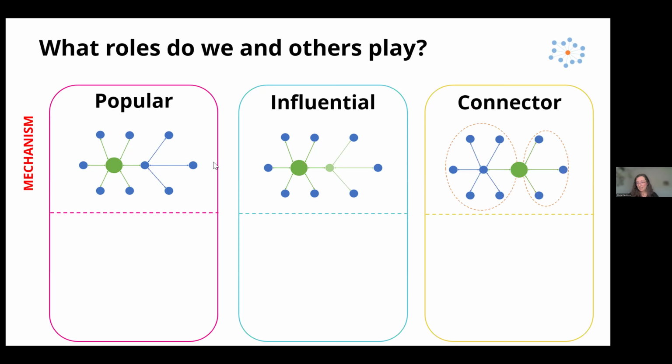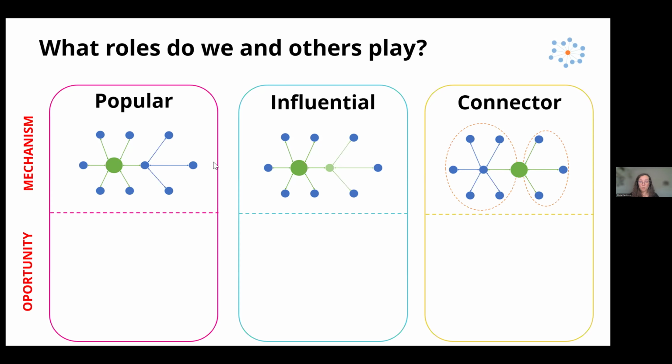And then you have the connectors, nodes or individuals that connect between otherwise disconnected or unconnected parts of the network. And the way you can think about connectors is what happens to the ecosystem if you take them out. So if you take them out, you create real damage to the structure of the network. So components, the network starts to fragment itself.